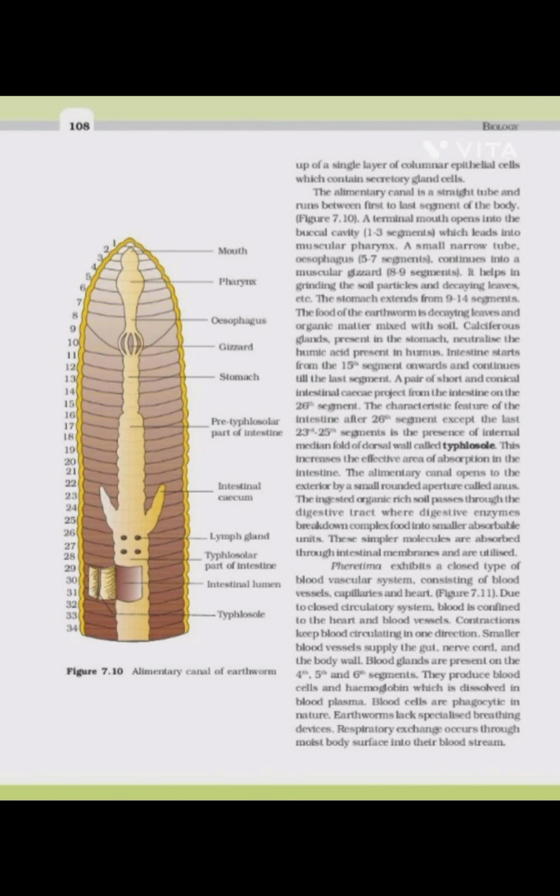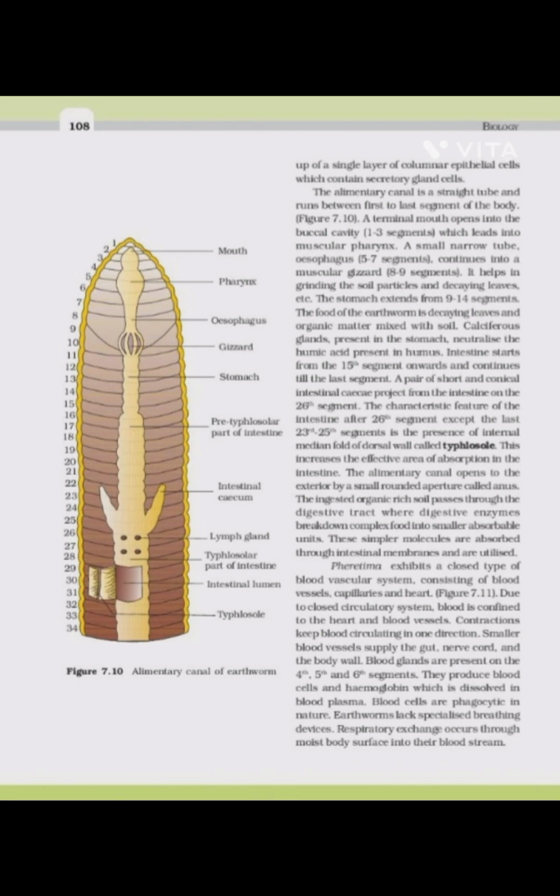Ferratima exhibits a closed type of blood vascular system consisting of the blood vessels, capillaries, and the heart. Due to the closed circulatory system, blood is confined to the heart and the blood vessels. Contractions keep the blood circulating in one direction. Smaller blood vessels supply the gut, nerve cord, and the body wall.